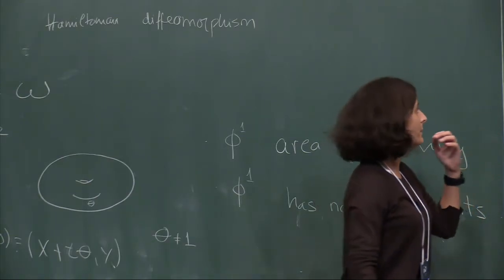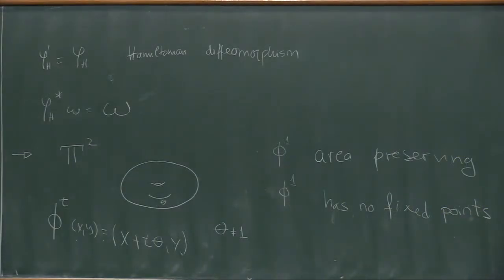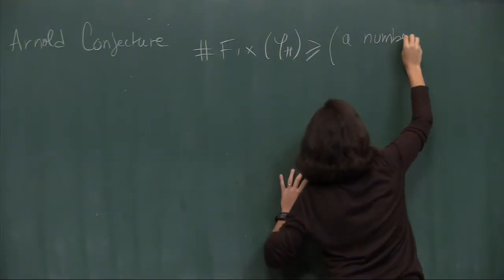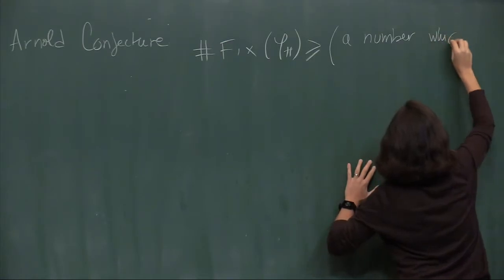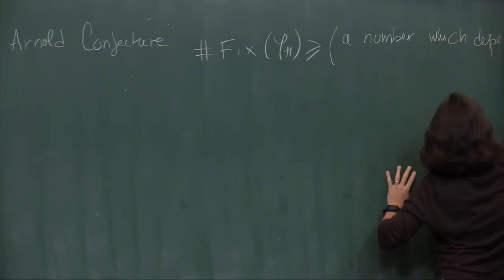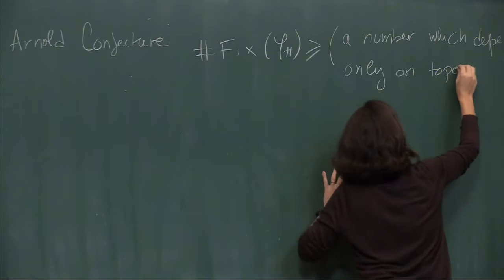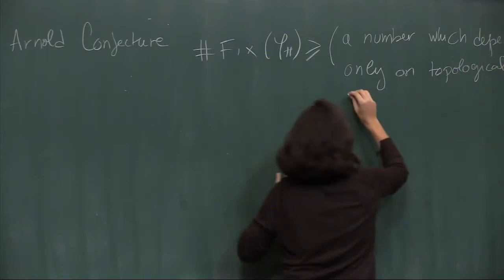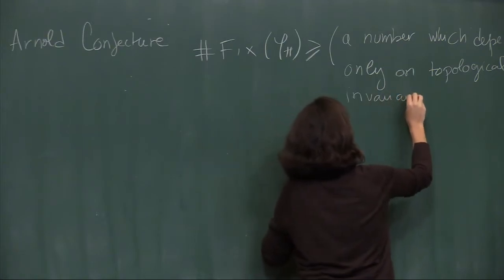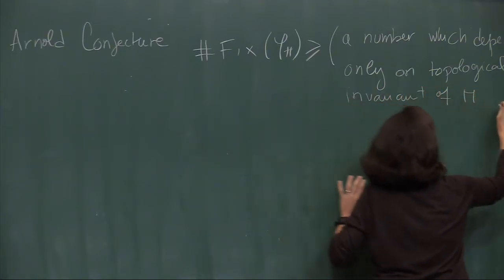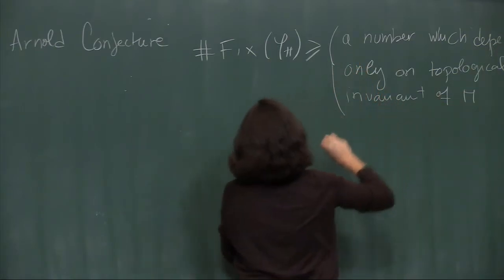So if I have a Hamiltonian diffeomorphism, I'll write it this way. The number of fixed points of phi H, so of a Hamiltonian diffeomorphism, is bounded from below by a number which depends only on a topological invariant of M.